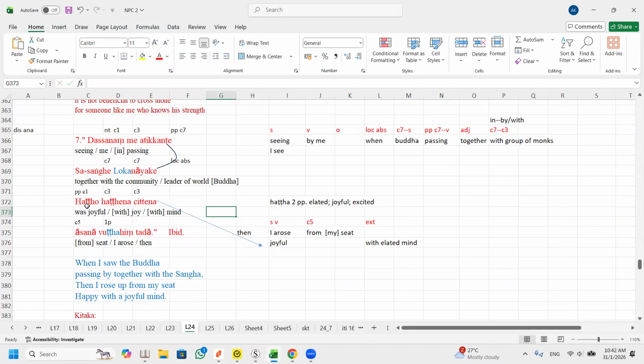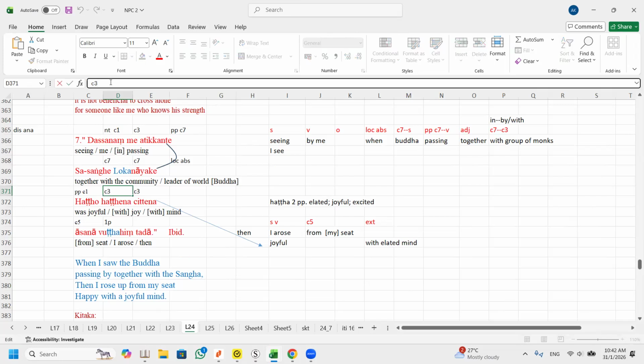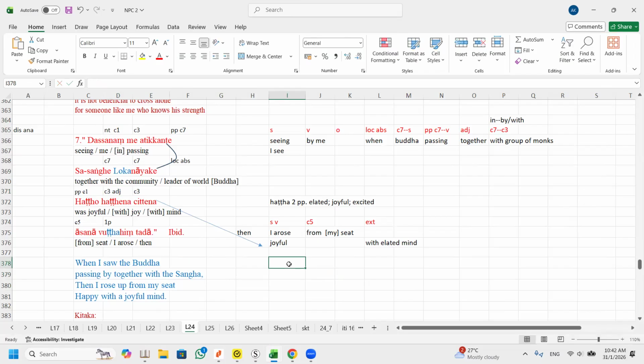So since it is nominative, that means, can you see this one? That means joy. This word, joy. Can you see joy? And then this one should be an adjective to this. So I put it as joy. This is the adjective. This one is with. So this is the adjective, joy. And then this is my.